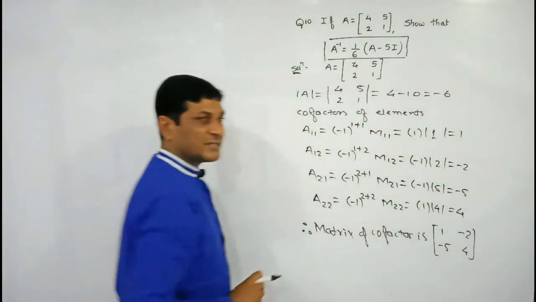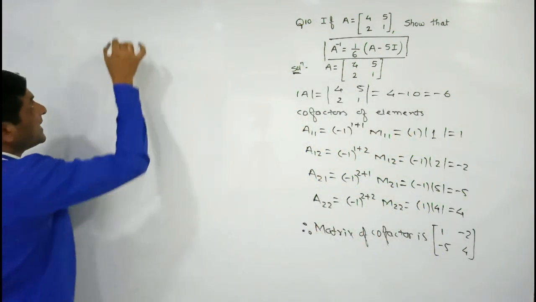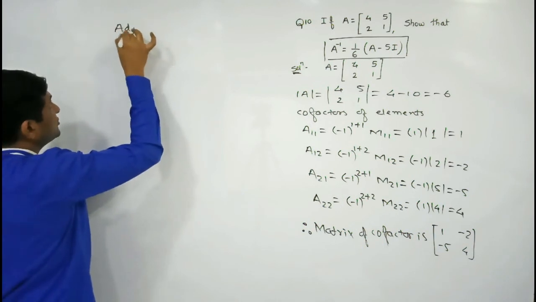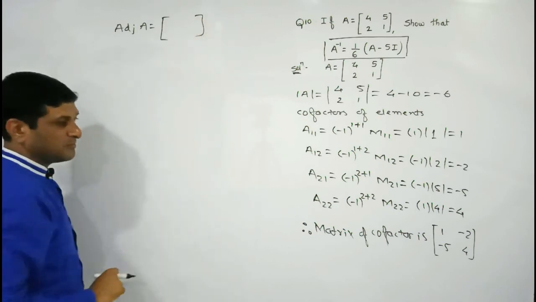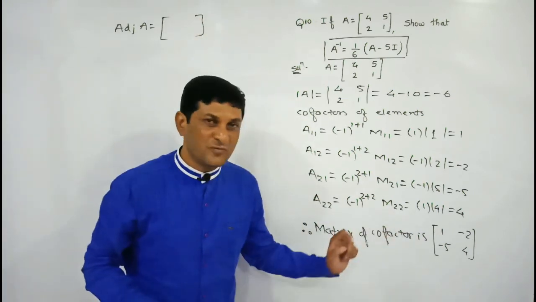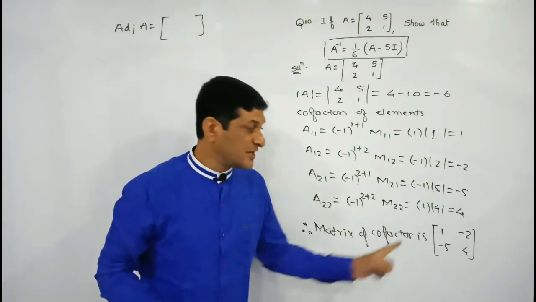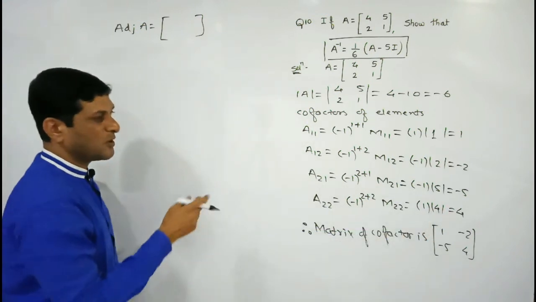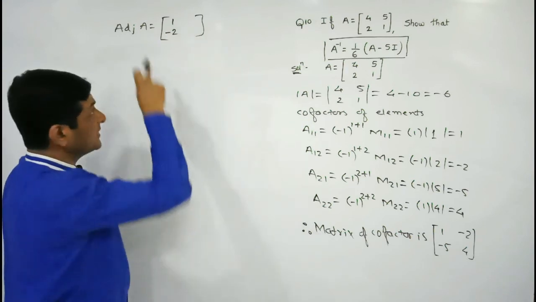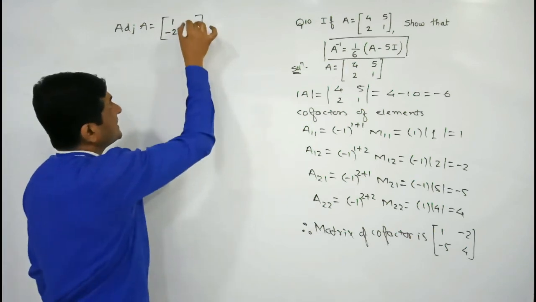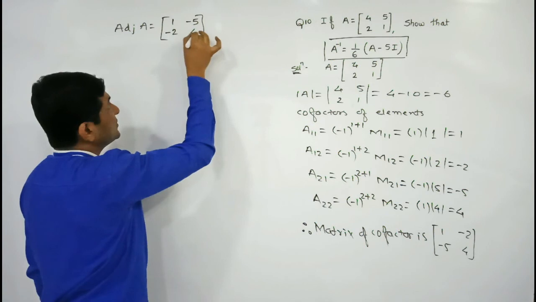So once the matrix of cofactor is known to us, find out the adjoint of the matrix. The adjoint of this matrix can be found out by taking the transpose of the matrix of cofactor. This is the matrix of cofactor, take its transpose. Finding transpose means converting rows into columns or columns into rows, means interchanging rows and columns. So the first row we have converted into the first column and the second row into the second column.